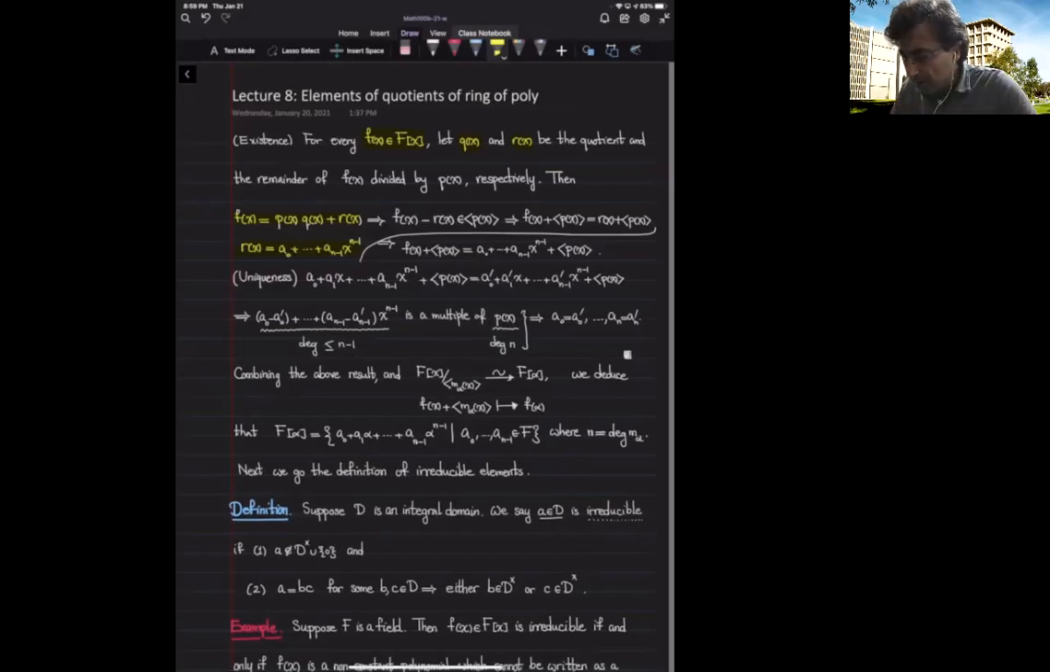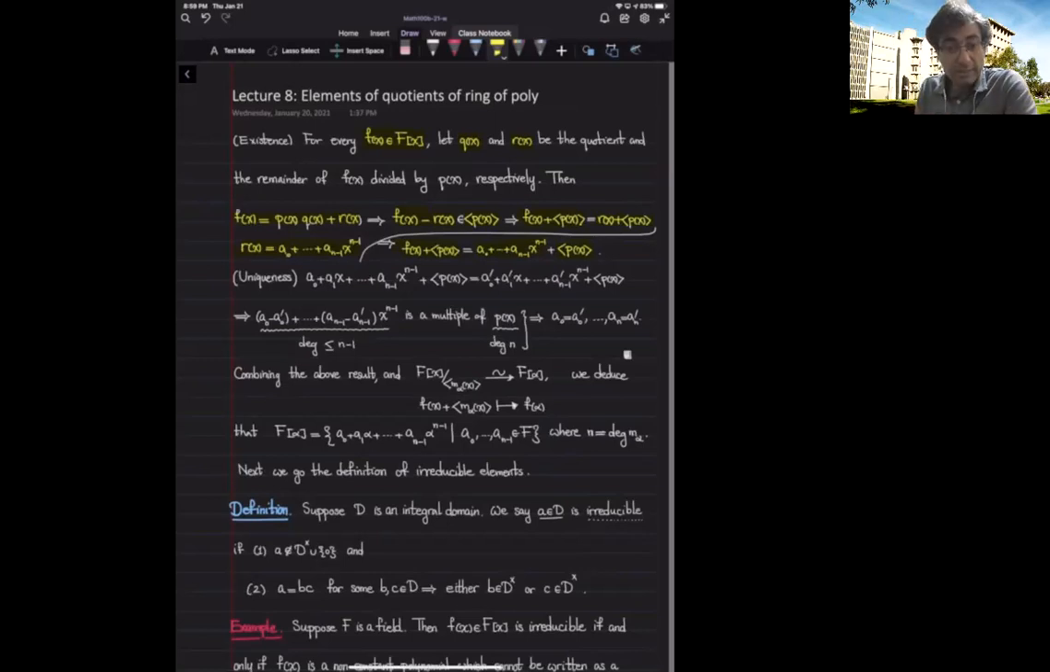Now, from the first equality, we get that f minus the remainder is a multiple of p, and therefore it is inside this ideal, which means the coset represented by f is the same as the coset represented by r. Okay, not bad. This means I'm showing that every element inside the quotient ring is the coset represented by a polynomial of degree strictly less than n. So this shows existence. This shows that every element of the quotient can be written in this form.